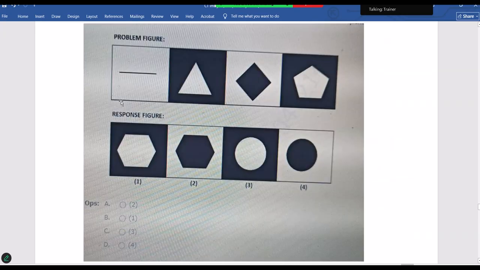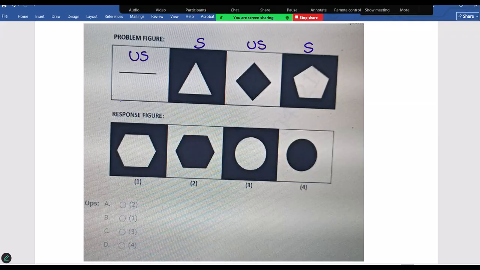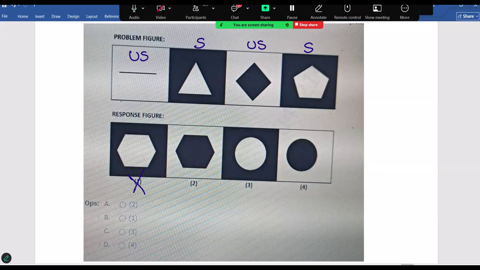Now, what about this one? What is the answer among 1, 2, 3, 4? Unshaded, shaded, unshaded, shaded, unshaded is required on the outside. The outside part unshaded is required, so 1 is gone, 3 is gone.